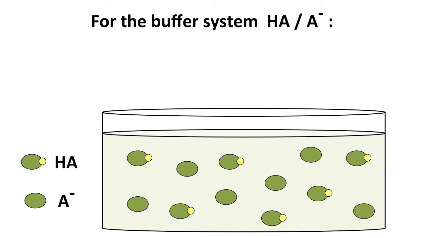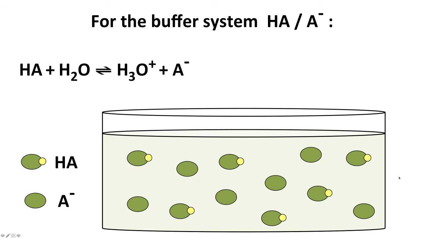Okay, now moving on from the definition of a buffer and how it functions to some mathematical relationships and ultimately some calculations. If we have a generic buffer system, HA with A minus, so HA is our weak acid, A minus is its conjugate base, and here's maybe a picture of what that might look like. We've got a mixture of some weak acid and some conjugate base, and at any given instant, if there's our buffer solution sitting around, we have an equilibrium between the weak acid and its conjugate base.